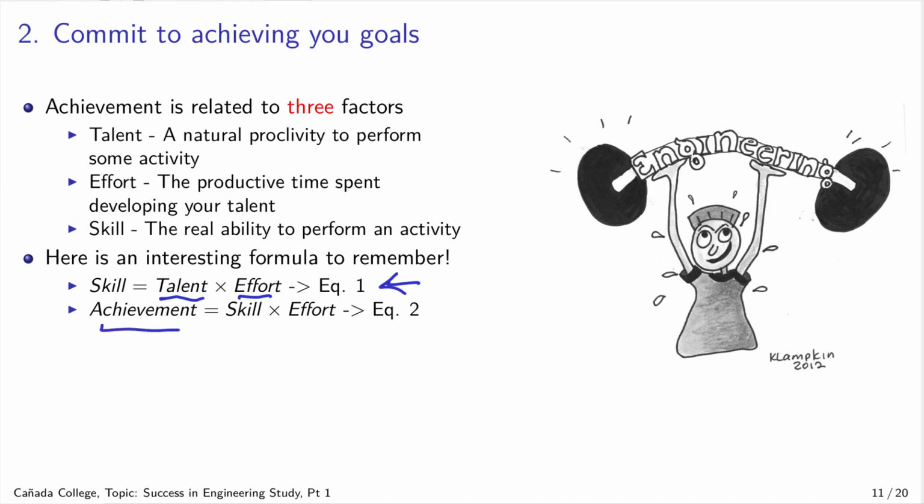And finally, your achievement is really your skill times your effort. So just having skill is not enough, because if you have skill, you still need to go out and put the effort in to be able to complete a certain task. And so achievement is skill times effort. And now if I look at this equation here, and I take what I found in equation one and put it back into equation two, I see that my achievement is going to be talent multiplied by the square of effort, right? So that's what I find here now.